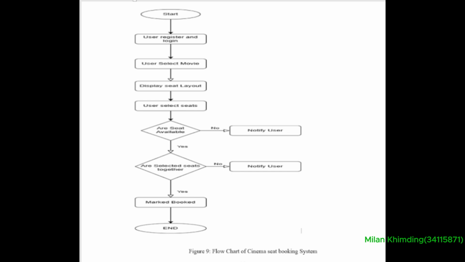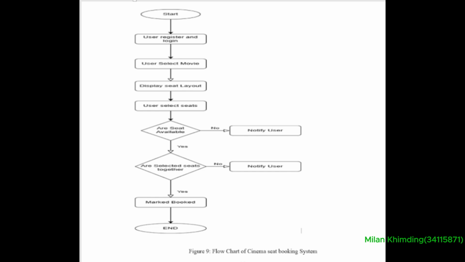After successful login, the user selects the movie they wish to watch. The system then displays the seating layout of the cinema hall, showing all available and unavailable seats. The user then proceeds to select their desired seats. The system checks if the seats selected by the user are still available. If not, the user will be notified accordingly.